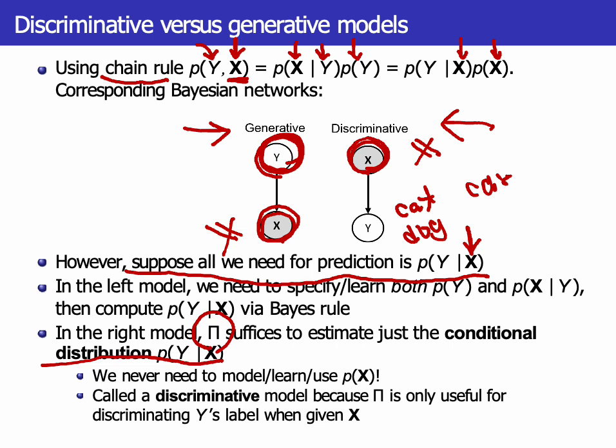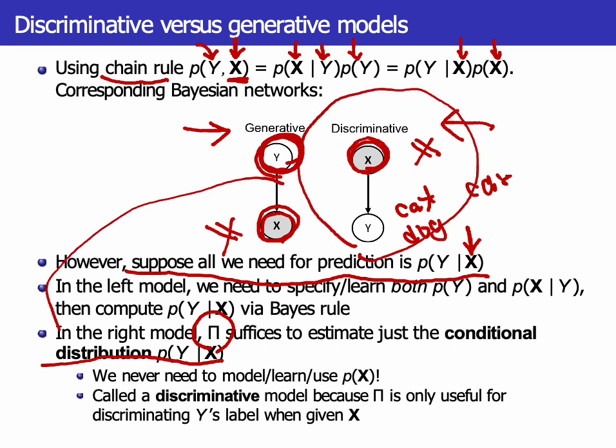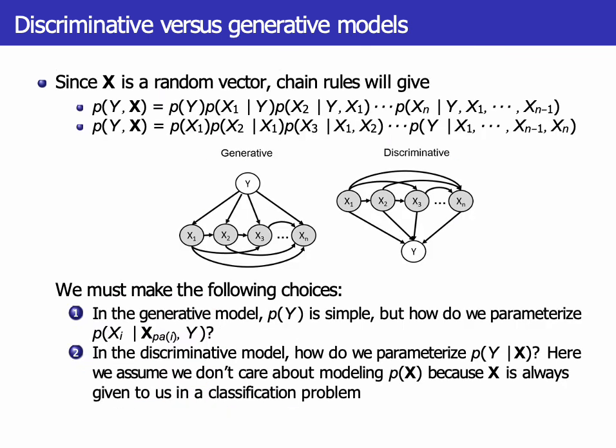And we call this a discriminative model, the right-hand side model. Here we never need p(x, y). And the multiplication of all probabilities is only used for discriminating y's label. Okay, so we can write this using neural networks.